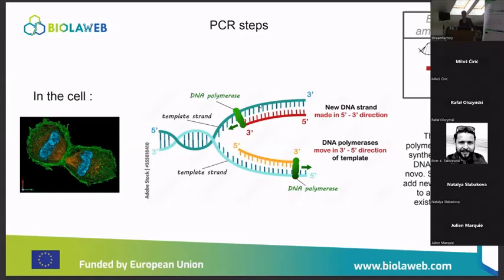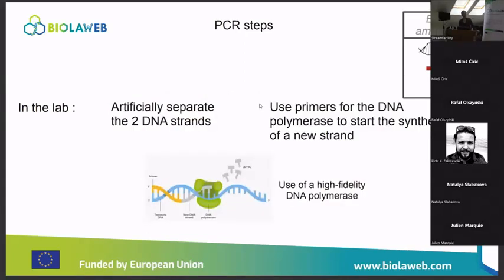So in the lab, what we do is that we artificially separate the two DNA strands, and then we use the primers, those famous primers I spoke about before lunch, to initiate the replication so that DNA polymerase can replicate the strands. And we use what is called a high fidelity DNA polymerase, because we want it not to make mistakes, because we are interested in the sequence at the end. So we really want a good DNA polymerase.